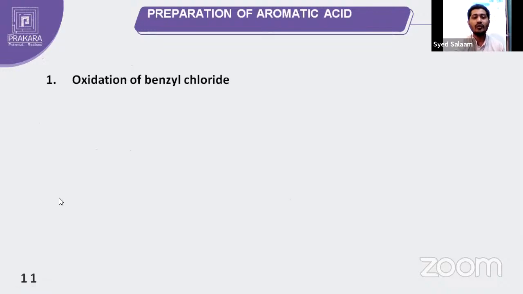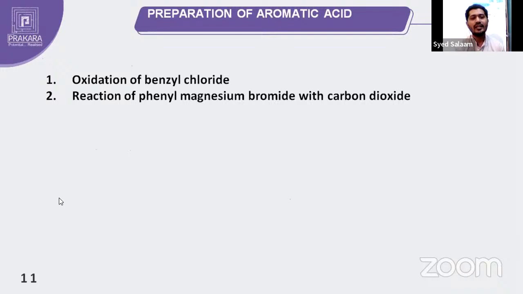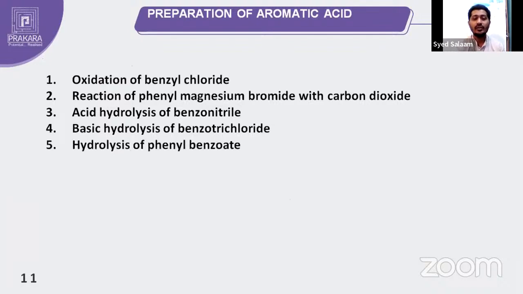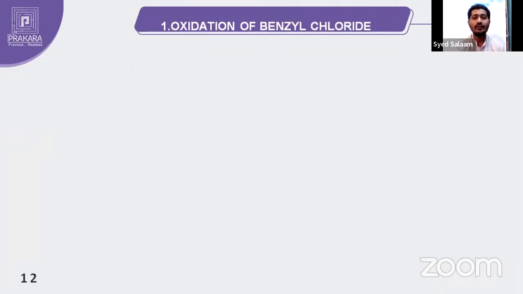Methods of preparation: oxidation of benzyl chloride, reaction of phenyl magnesium bromide with carbon dioxide, basic hydrolysis of benzotrichloride, acid hydrolysis of benzonitrile, or hydrolysis of phenyl benzoate. So these are the various methods of preparation of benzoic acid.